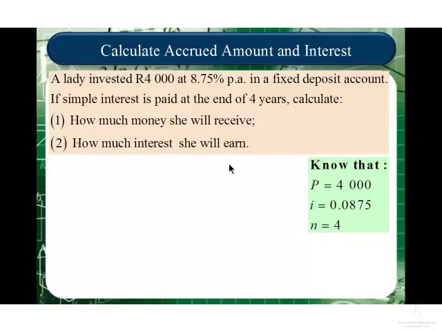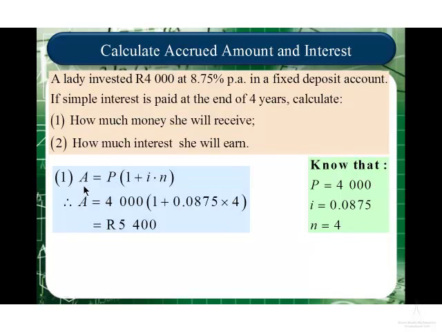Now let's consolidate what we have available. We write down everything that we know that may apply to this particular problem to enable us to solve it. It's always a good idea to do that right at the start. So we know that P, the principal in this case, is 4,000. i is 0.0875, that is the interest in decimal form. We divide the given interest rate by 100 to get i, and we know it's per annum, and interest will be paid over 4 years, so n is equal to 4 interest periods.